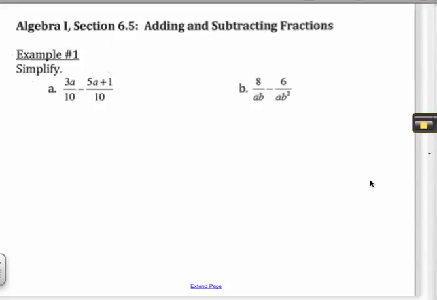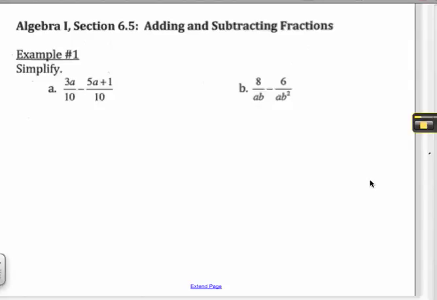Okay, guys. You know that this is what we've been working up to. We've been finding least common denominators, and the reason that we find least common denominators is because we have to have them in order to add or subtract. We cannot add or subtract unless the denominators are the same. So that's why we've been working on figuring out those common denominators.